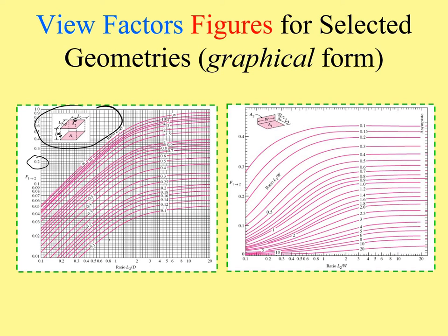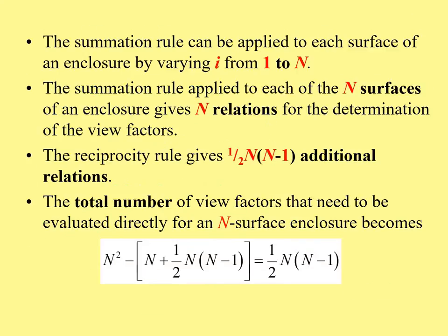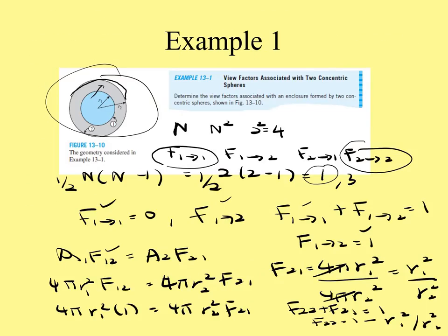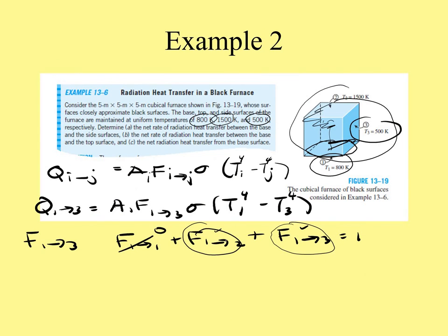L2 over D is equal to 1, and L1 over D is also equal to 1, so you will get this 0.2. Okay, F1 to 2 is 0.2. So you insert in this formula: 0.2 plus F1 to 3 is equal to 1. That means F1 to 3 is equal to 0.8.